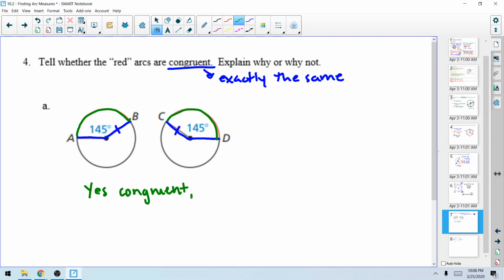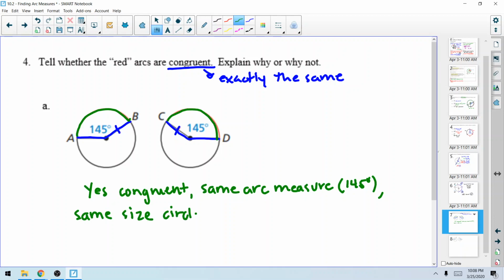So yes, congruent. And it says explain. So I'm going to say same arc measure. They're both 145 degrees. Same size circle because it marked the radii as the same.